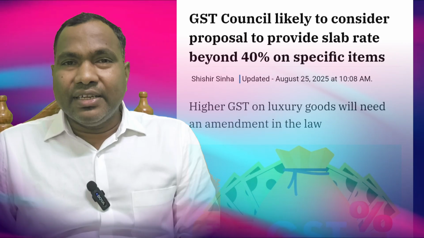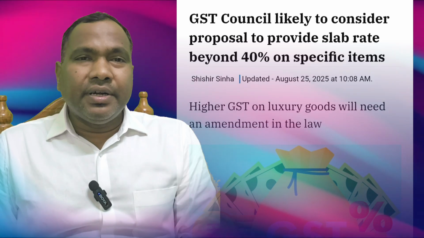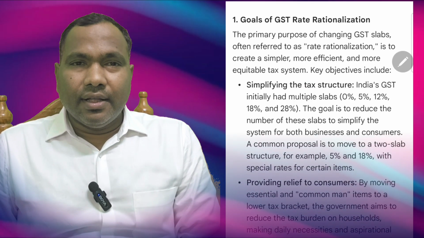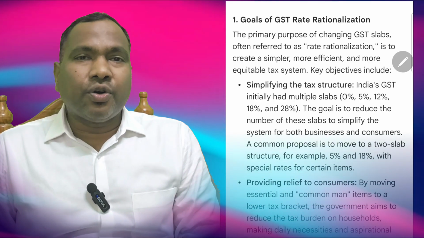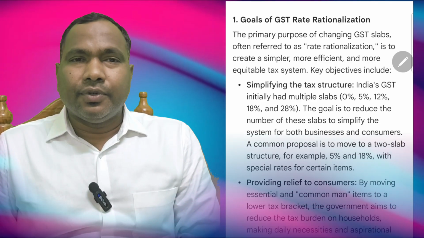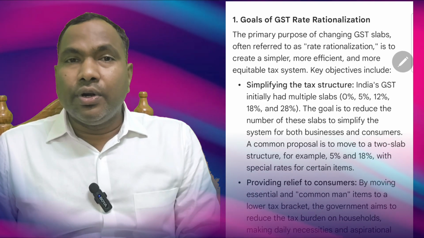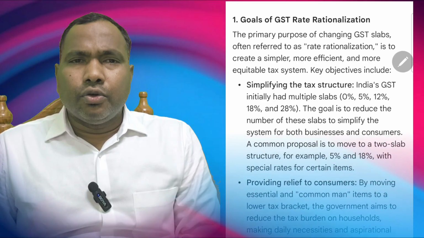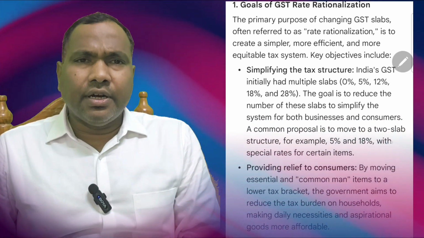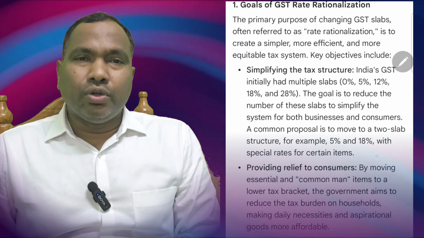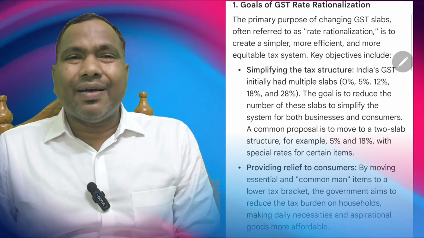And the first thing: why has the government taken the decision to revise the GST? The GST was implemented in July 2017, and currently there are 5 slabs: 0%, that means nil tax; 5%, 12%, 18%, and 28%. So in order to streamline all these slabs, the government has decided, the proposal has been taken forward, to have only two slabs. One is 5%, another is 18%, and the rest of the slabs will be abolished.